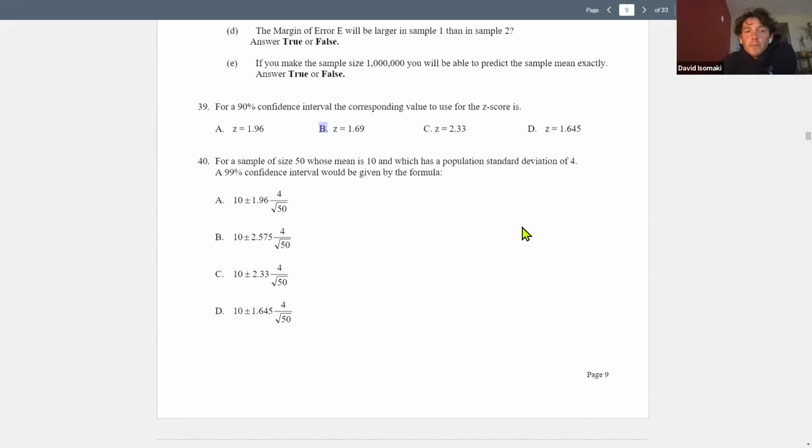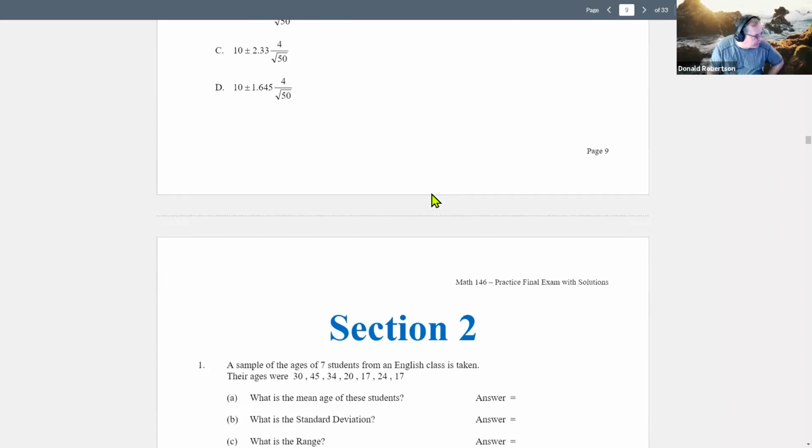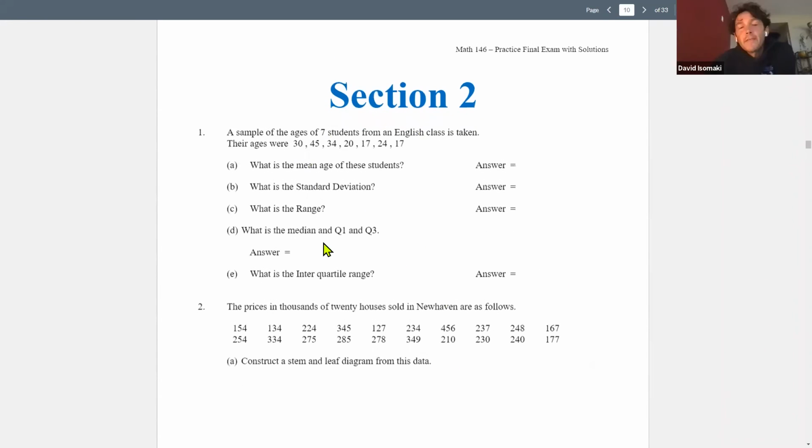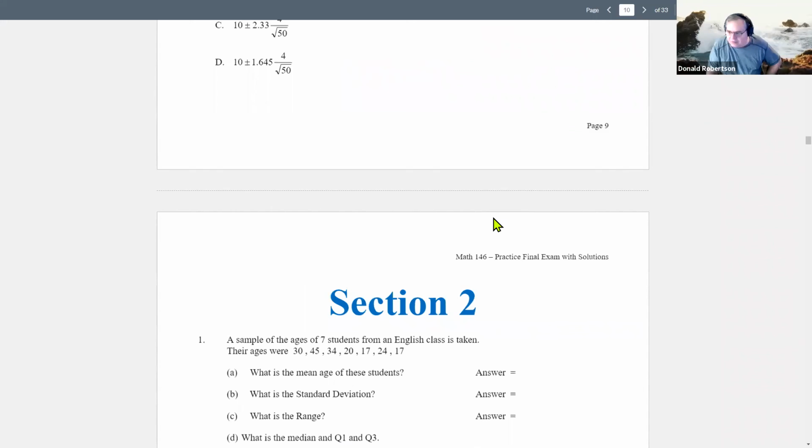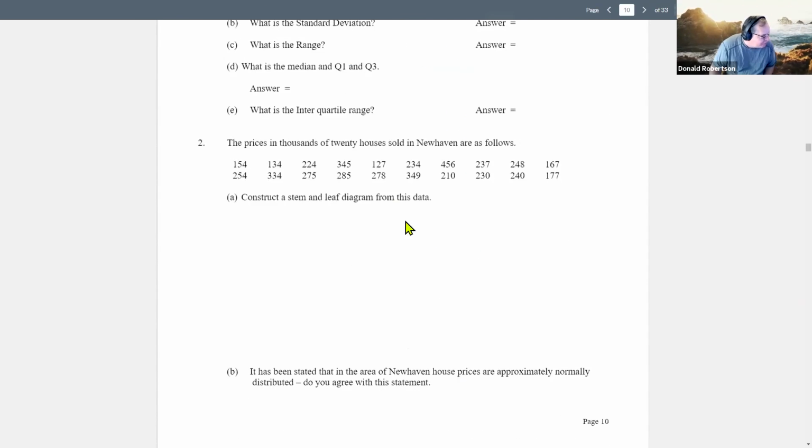This document was the practice final and solutions. Where are the solutions located? Right at the end. So let's scroll down. So here is section 2. Sorry, I thought page 9 was the end. Never mind. This thing goes on, this is a manual, right? You could call this a book, right? So here is section 2.